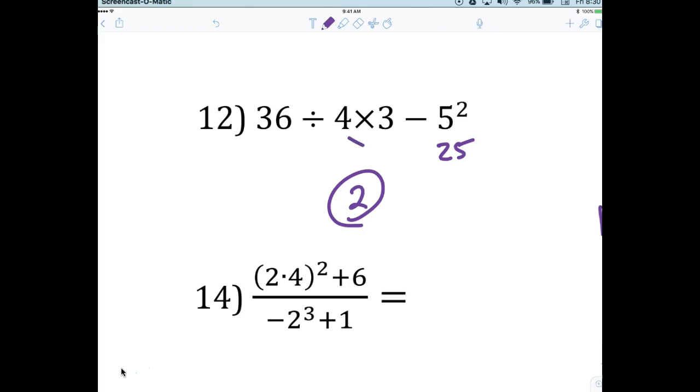Now, does everybody understand if you did the 4 times 3 first, you get a wrong answer? You're not doing multiplication first. It's done in order from left to right.